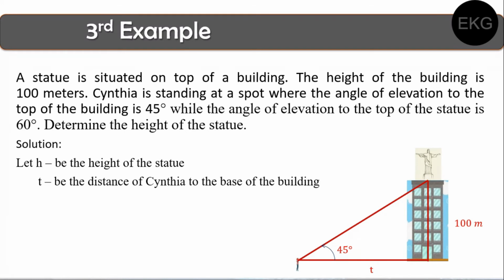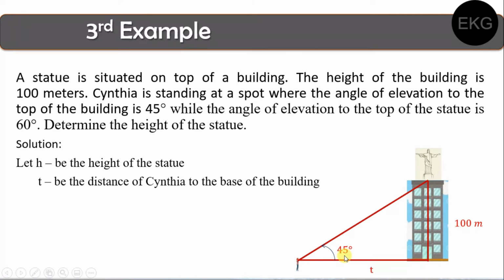Let's remove the big triangle first. Let's focus on this smaller triangle. Now, if you remember in the previous video, we emphasized that when you have two givens in a triangle and one unknown, you look for a relationship between these three items: the 45 degrees, the 100 meters, and this side t.